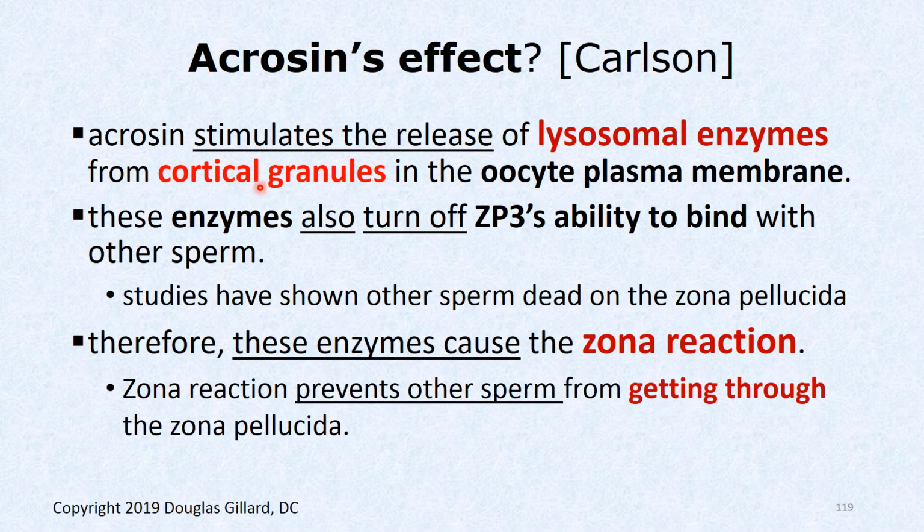We'll talk more specifically about these after a rabbit hole we'll go down. But these cortical granules release some enzymes that turn off ZP3's ability to bind with other sperm. So before getting through, this kind of closes the door so only one sperm can get through. Okay, so these enzymes cause the zona reaction, and the zona reaction makes sure you only have one sperm to penetrate the oocyte.